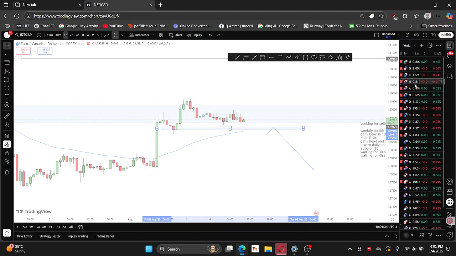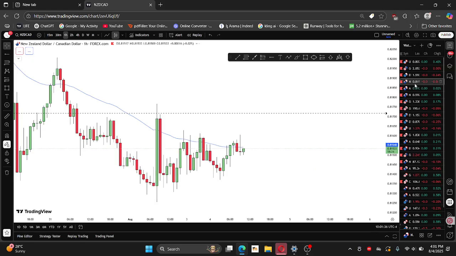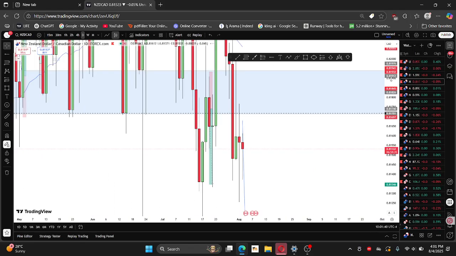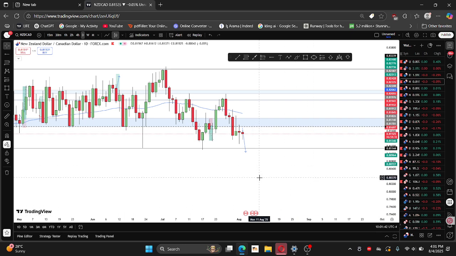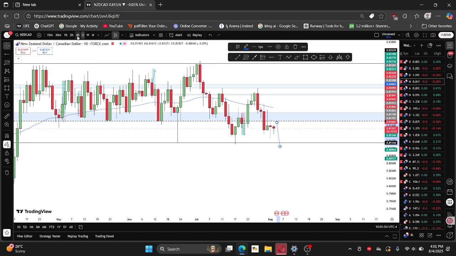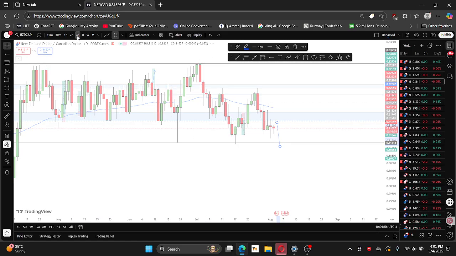Then I have NZD CAD, and we can clearly see this is a strong sell. You can even see we're having this nice double M pattern movement: it broke below, retested, caught our first sell, went back in, broke below, retested. We need to catch another sell at this zone. So let's dive into the analysis.